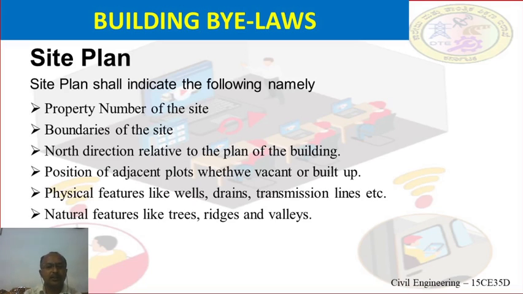Here, the site plan will also indicate the natural features. Is there any existing tree or valley portion, or any ridges, or is it sloping ground, or is it flat ground? These details are also indicated in the site plan drawing.